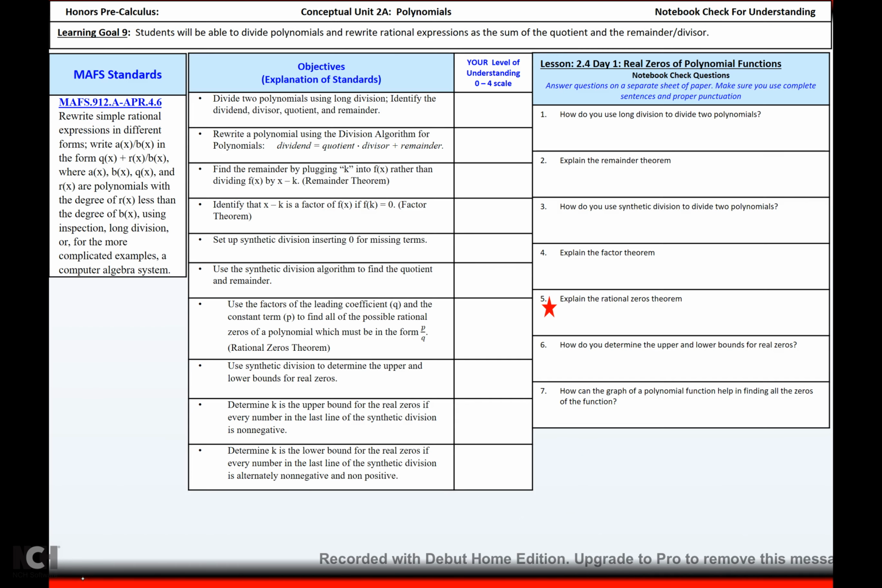All right, so it says explain the rational zeros theorem. We just did that. Sorry. I don't know why I put that slide in.